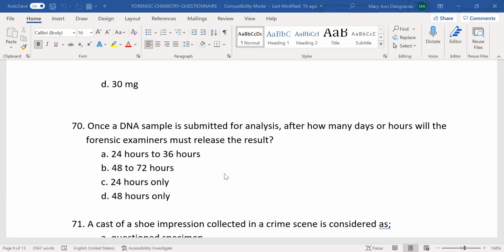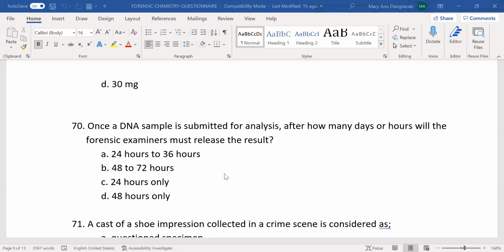Kasi nag-PM sa akin yan, ma. Oo nga. Nag-PM si Doc Manlusok sa akin. Sabi niya, ma'am, anong sagot dito? Sabi ko, 48 to 72 hours. Tapos, ma'am, bakit? Sabi ko, ma'am, tinanong sa board exam yan.